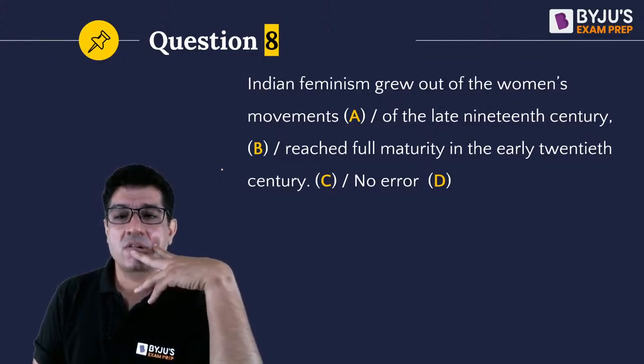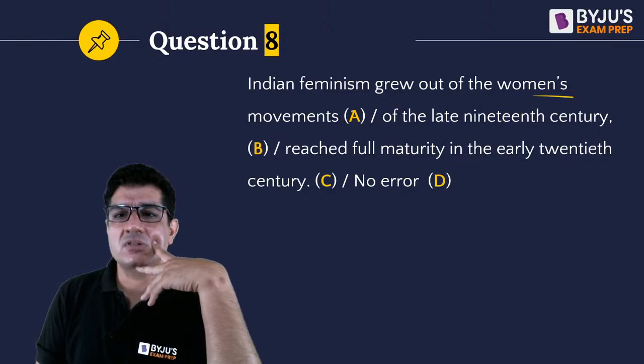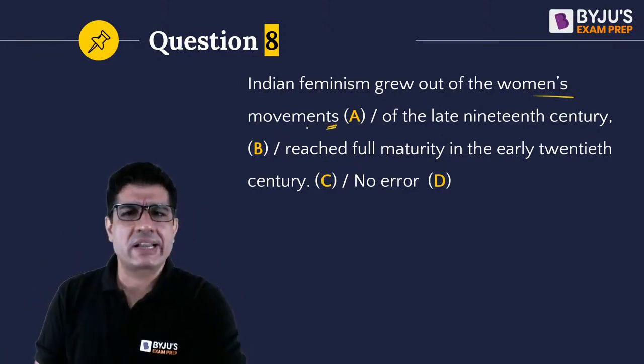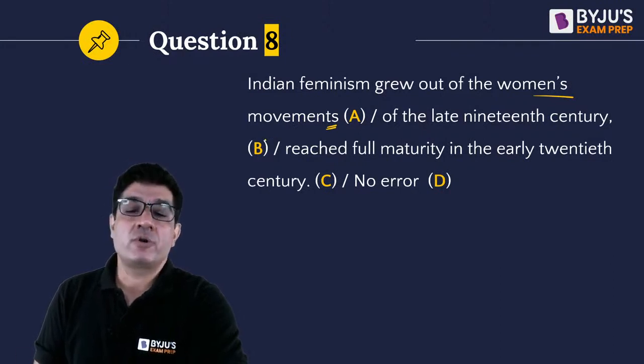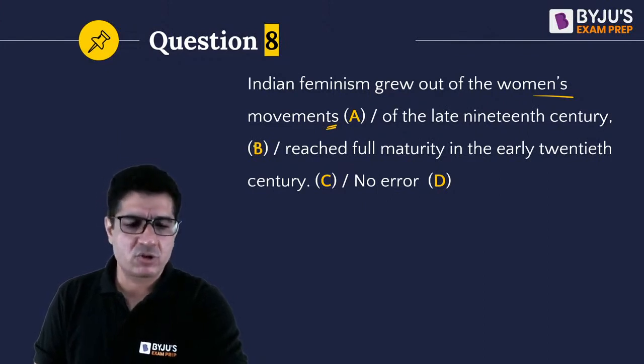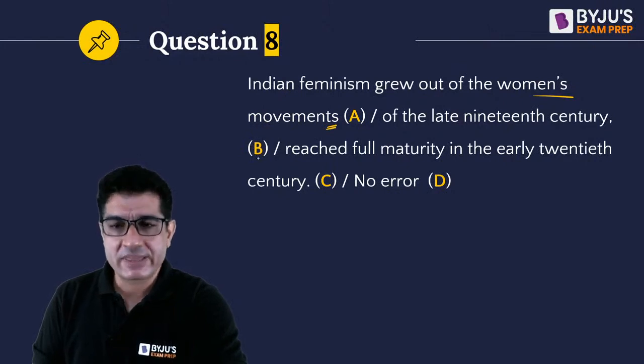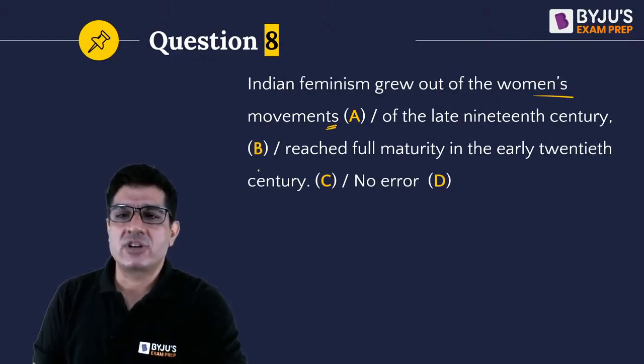There is no... Look at this, women's. So it can be more than one movement, right? If it grew out of only one movement, then you'd use singular, but it is possible that it grew out of multiple movements. So as far as movements go, we are fine with that. But then the problem is there is no conjunction.